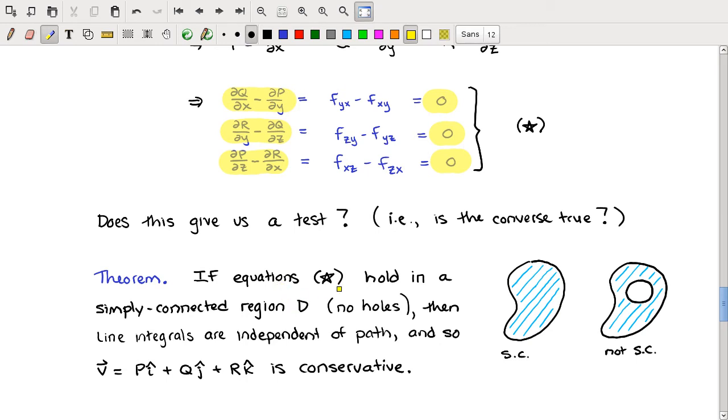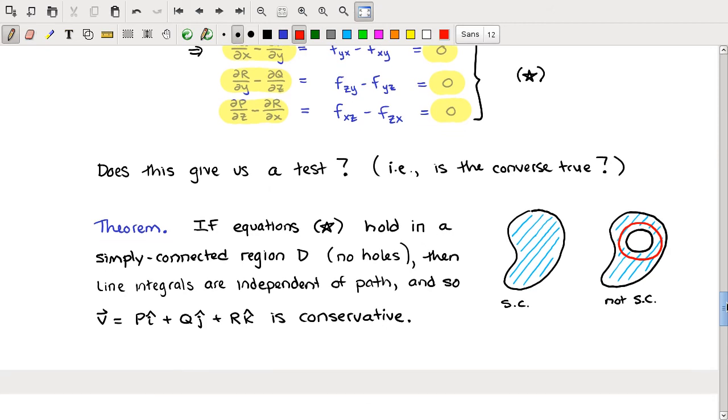Now there's a small caveat here. This is only true if it holds in what's called a simply connected domain. That is a domain with no holes, because if there's some hole where this isn't true, and we don't know what's going on on the inside of some contour, then we're not necessarily guaranteed that line integrals are independent of path, because we don't know what's going on in here. So all this means is that if this stuff is true in some domain that doesn't have a hole in it, then we're good to go.